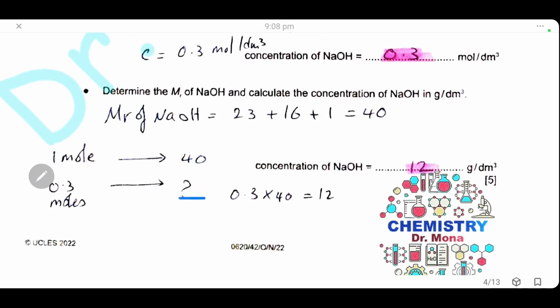How many grams will it be in 0.3 moles? So by simple cross multiplication, we can find that 0.3 moles contain 12 grams. So the concentration will be 12 grams per decimeter cube.